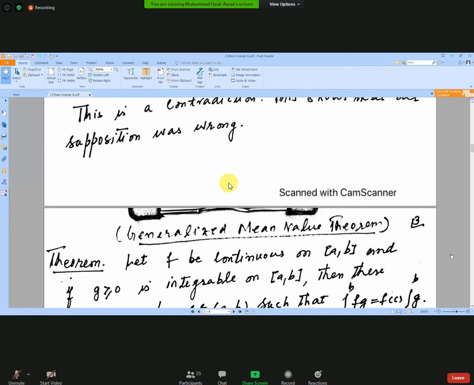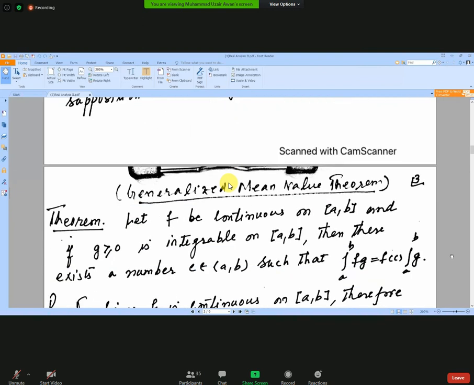Now our next theorem is the generalized mean value theorem. It states that if f is a continuous function on the interval [a,b], and g, greater than 0, is integrable on the interval [a,b], then there exists a number c in the open interval (a,b) such that the integral from a to b of fg is equal to f of c times the integral from a to b of g.